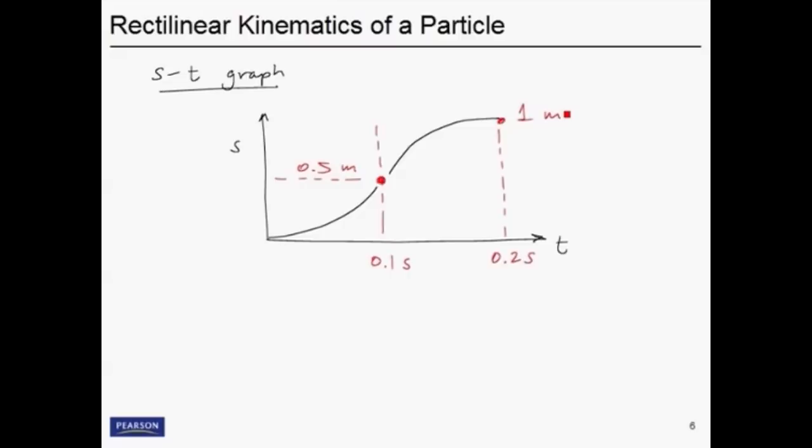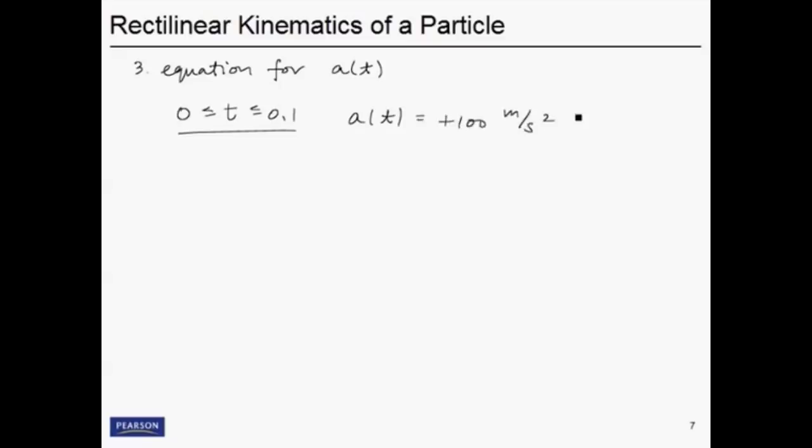Let's do step 3 now, where we write an equation for the acceleration, a, as a function of time. Now this is a pretty easy one because we know that the velocity is a linear function of time, which means the acceleration is constant, and the acceleration is just the value of the slope of the v curve, as we described before. For 0 to 0.1, the acceleration as a function of time is positive 100 meters per second squared. That was the slope of that first part of the curve. And then from 0.1 to 0.2, the acceleration is negative 100 meters per second squared.